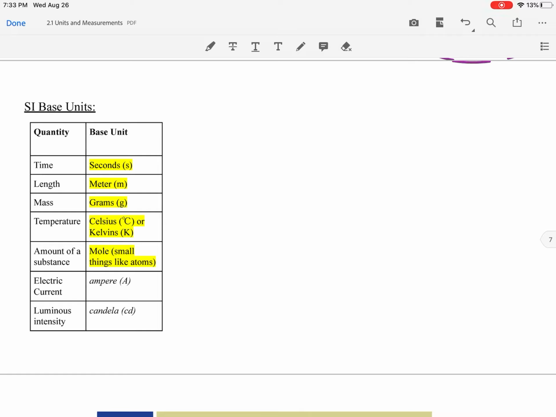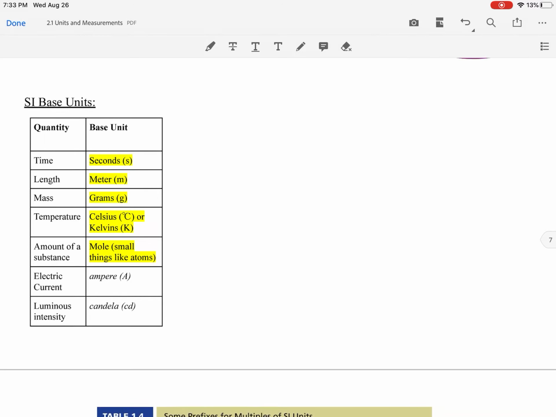Seconds is our base unit for time, meters for length, grams for mass, Celsius or kelvins for temperature, not Fahrenheit like we use in the United States. And for the amount of substance, we use the mole for small things. We'll learn all about that in our class.